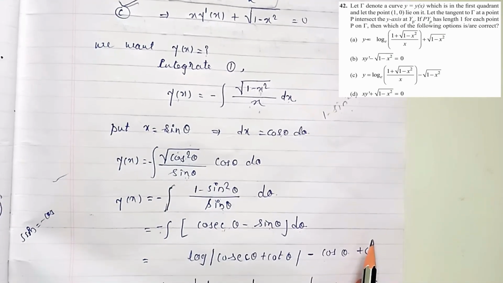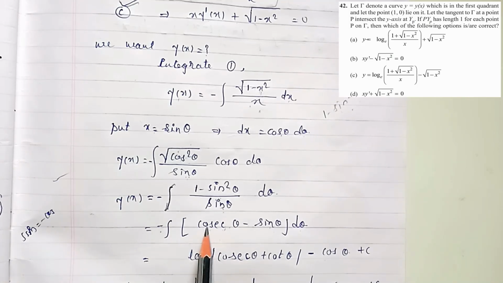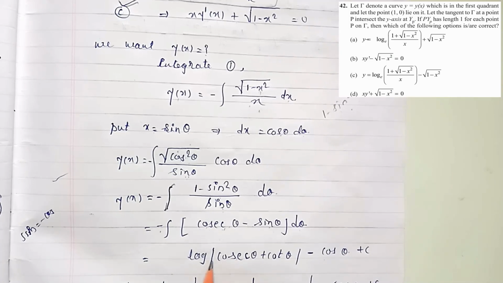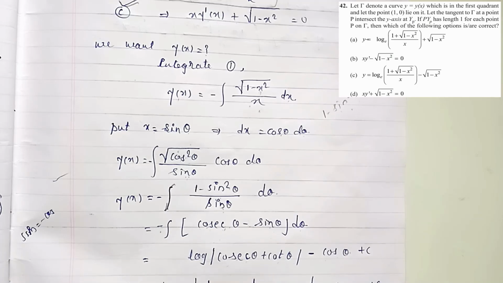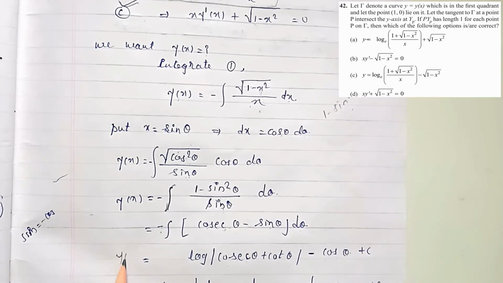Here we can see the negative under the bracket, it becomes negative cosec theta, and the integration of cosec theta is log of cosec theta plus cot theta, but with the modulus here, the negative sign gets absorbed. So negative negative is positive here, and the integration of sine theta is negative cos theta, plus c. So I got the term for y of x, which is log of the modulus of cosec theta plus cot theta minus cos theta plus c.